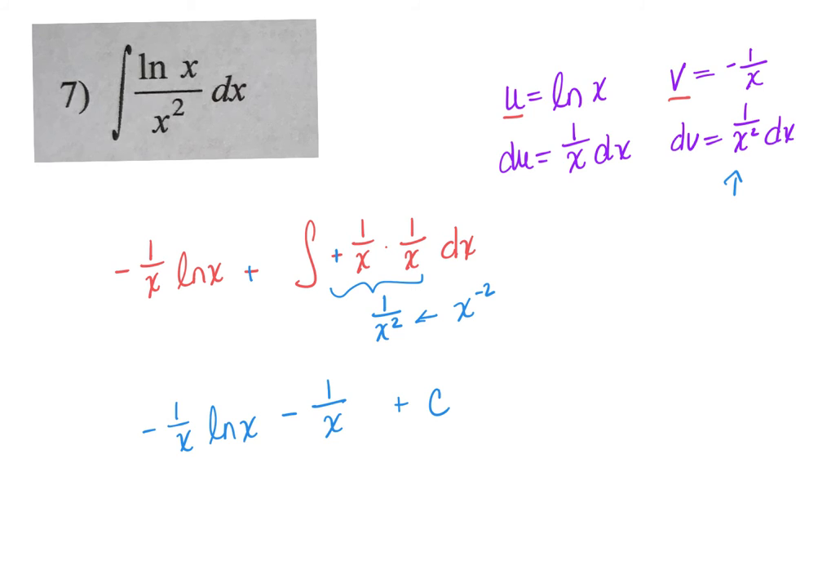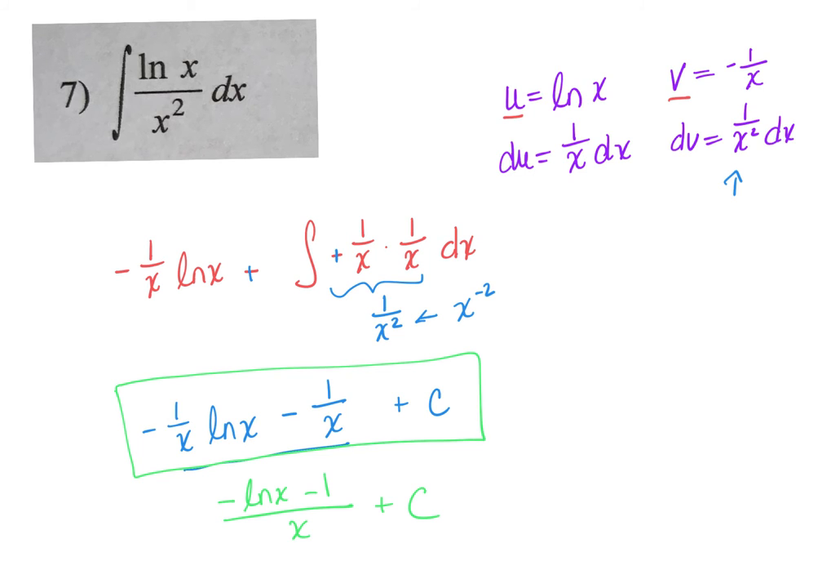Now in your answer key, they did rewrite this part of it because it has a common denominator, so they just have -1 times ln of x minus 1 all over the x plus c, but both of these answers would be acceptable.